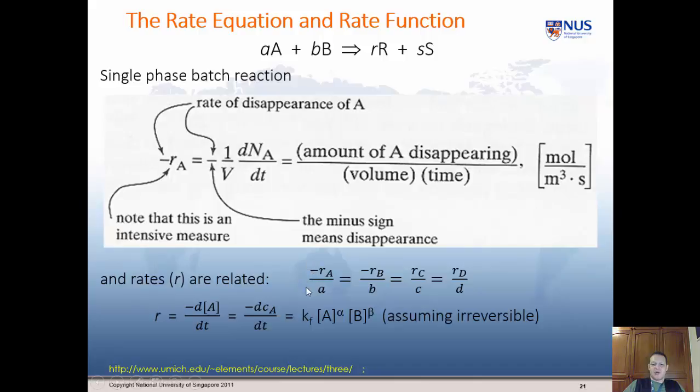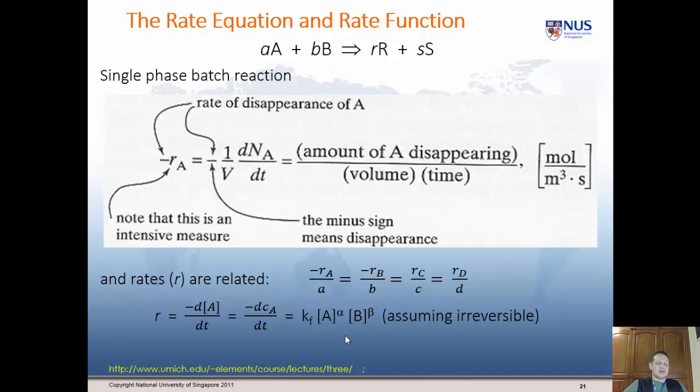As you're quite happily aware from your basic kinetics, minus RA divided by the stoichiometric coefficient will equal the disappearance of B, and so on and so forth. And this is the chemistry that you have been used to, I think, so that you think of the rate, however you express it, as equal to a rate constant times the concentrations of the reactants raised to alpha and beta, where they are the orders of reaction with respect to those species.